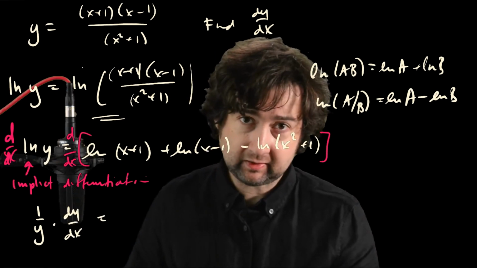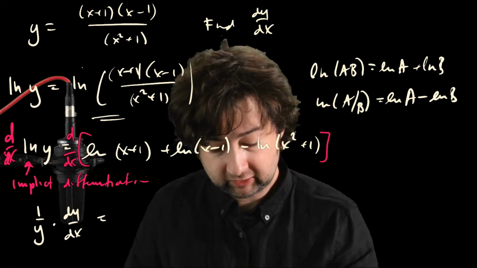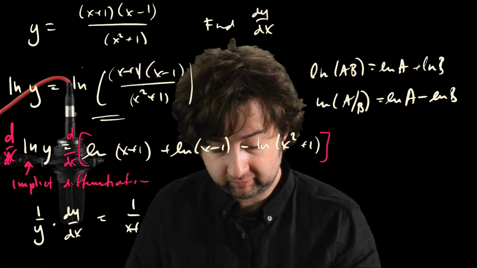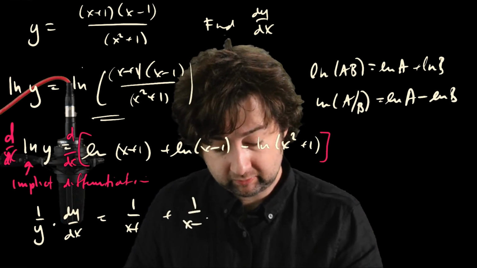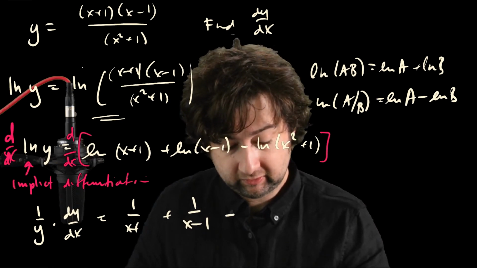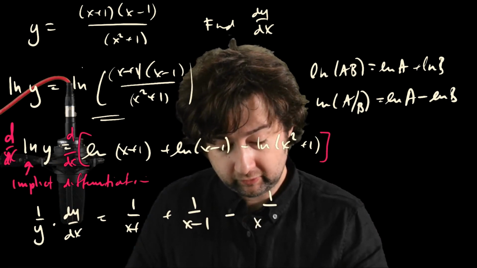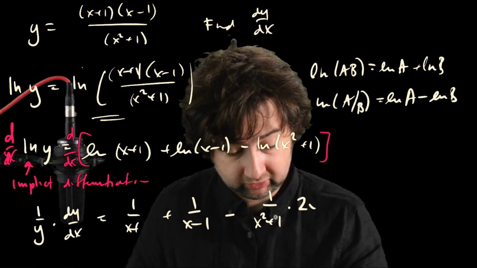And on the right-hand side, I have some very easy derivatives. The derivative of the log of x plus 1 is 1 over x plus 1. The derivative of the log of x minus 1 is 1 over x minus 1. The derivative of the log of x squared plus 1 is equal to 1 over x squared plus 1 times the derivative of the inside by the chain rule, which is 2x.